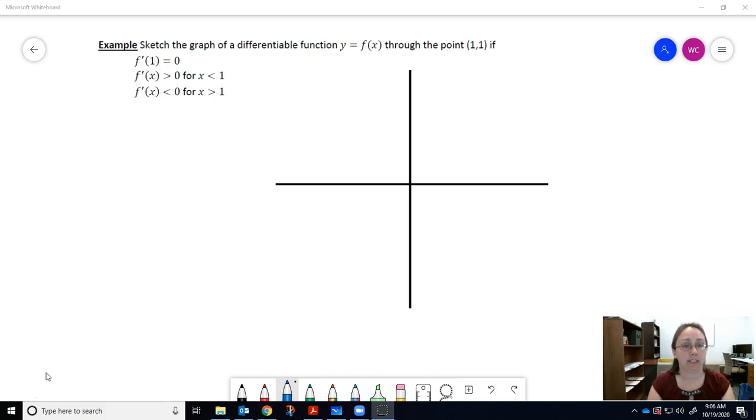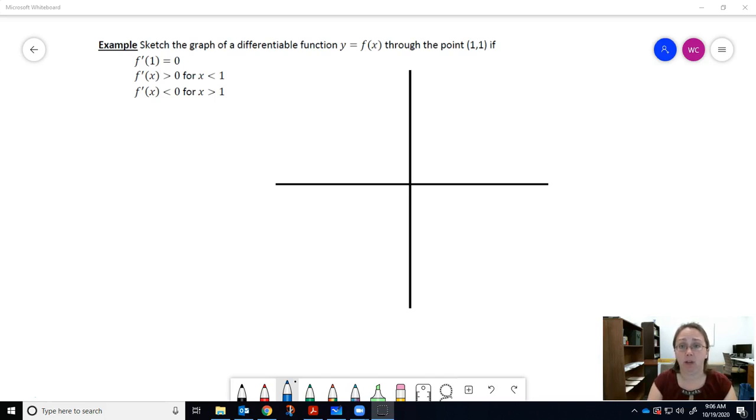So here's your example. Sketch the graph of f, the original function, through the point (1, 1), if we know the following. The first derivative at 1 equals 0. The first derivative is positive for x less than 1. And the first derivative is negative for x greater than 1. Whoa, okay, so what are they giving us here?